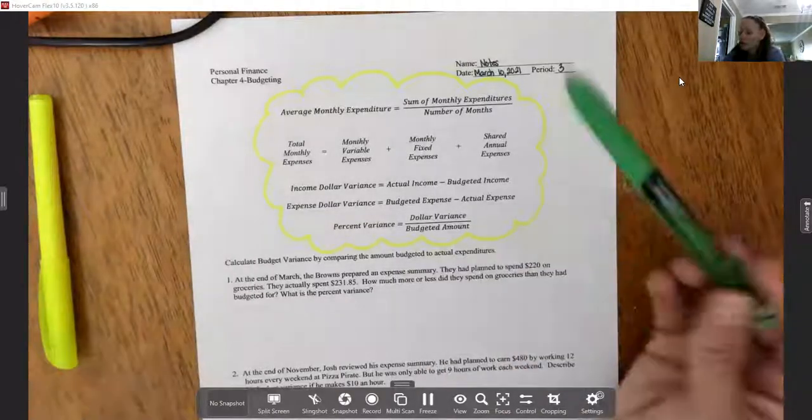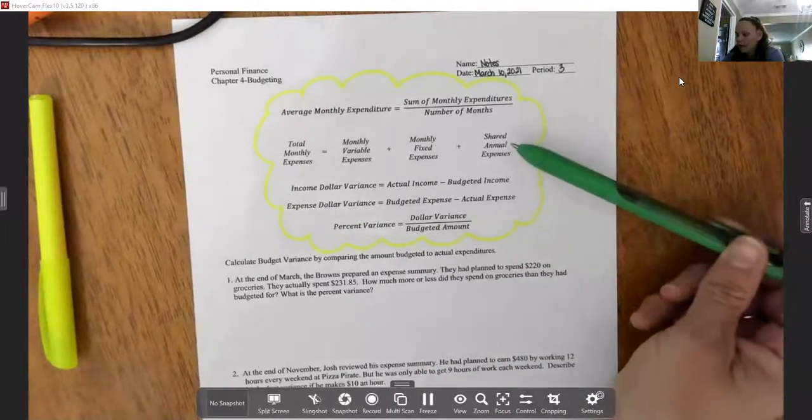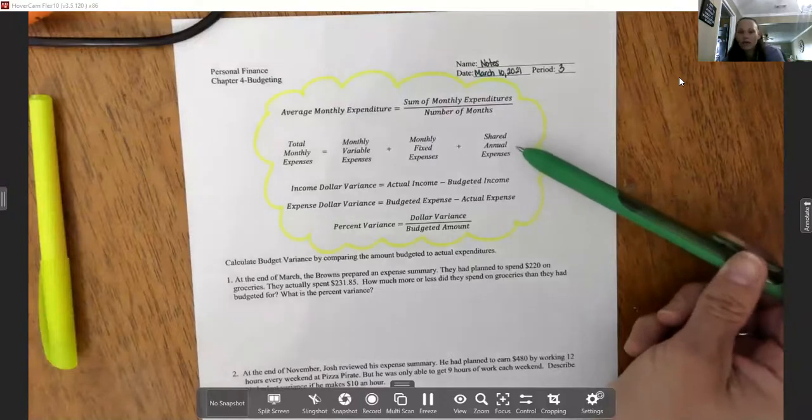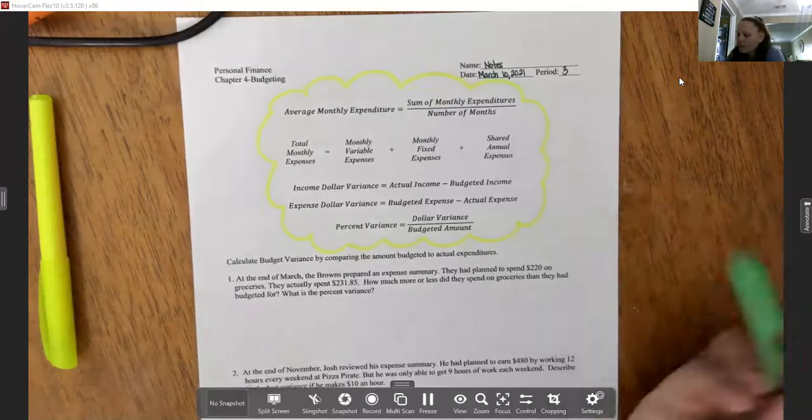Your homeowner's insurance is only due once a year. You take the cost and divide by 12, and that's your budgeted amount for the month.